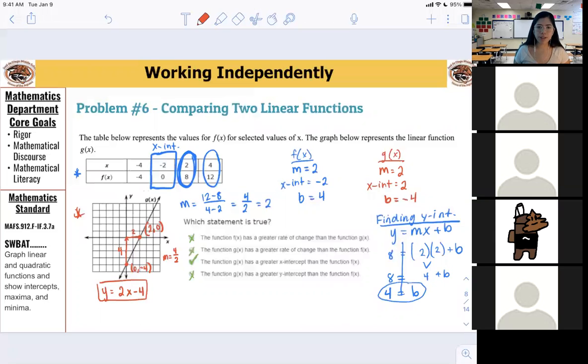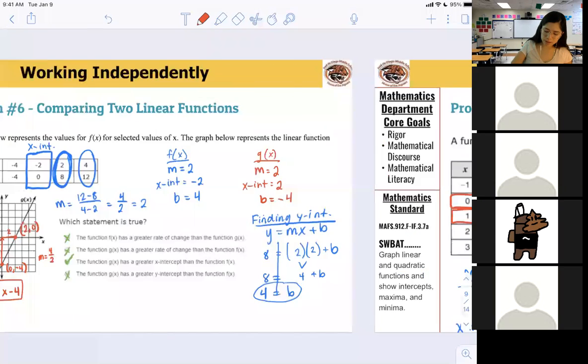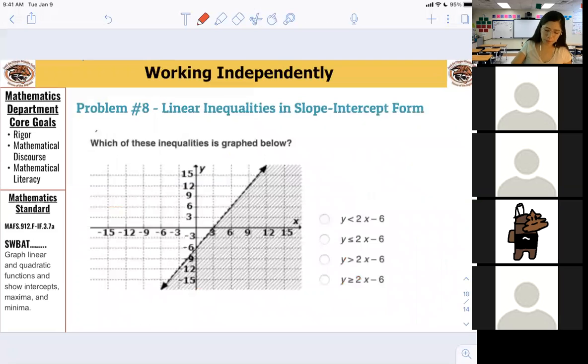6 and 7 were very similar. Questions on this type of problem? Cool. All right, 3 more.